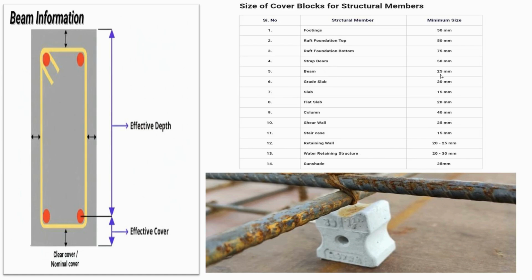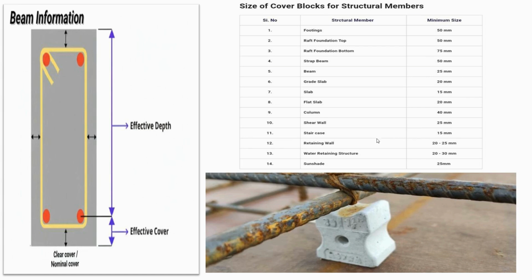So a beam minimum clear cover is 25 millimeters. For a grade slab, 20 millimeters. For a general slab, we're talking about 15 millimeters minimum. Flat slab, 20 millimeters. For a column, a clear cover should be 40 millimeters. So when I'm purchasing cover blocks for columns, I need to know that the minimum I need to have is 40 millimeters. Shear wall, 25 millimeters.